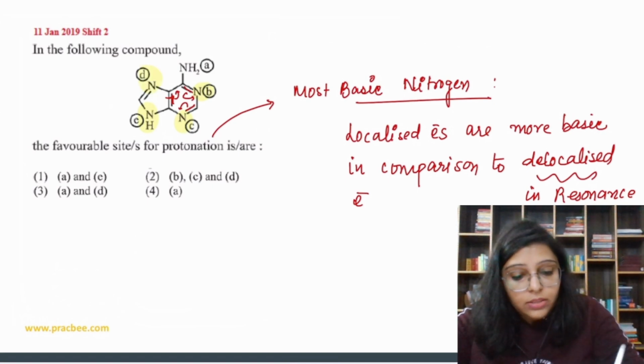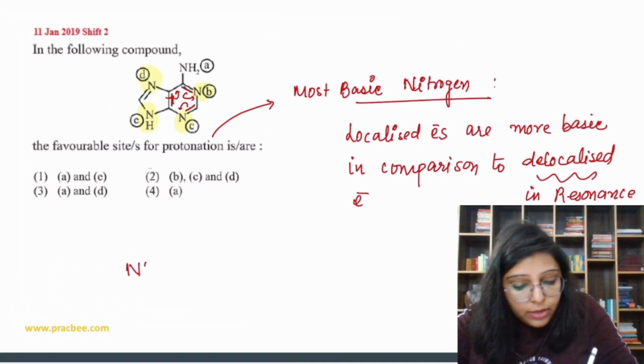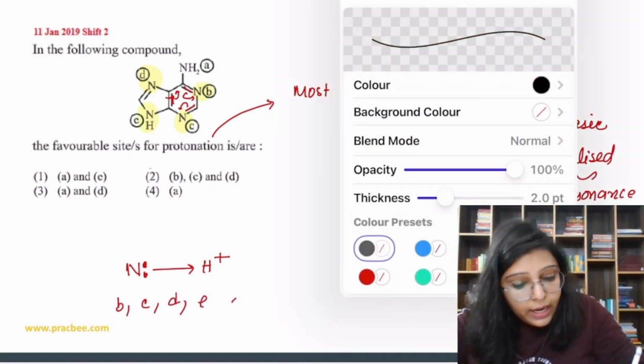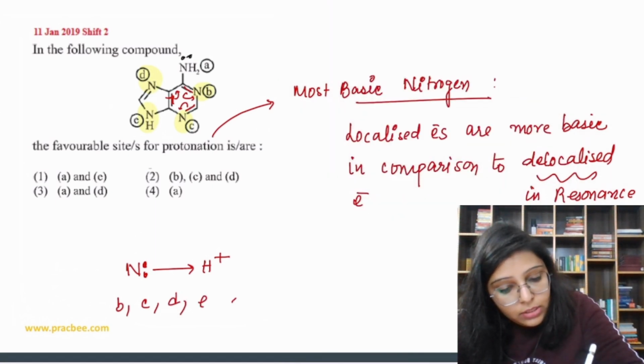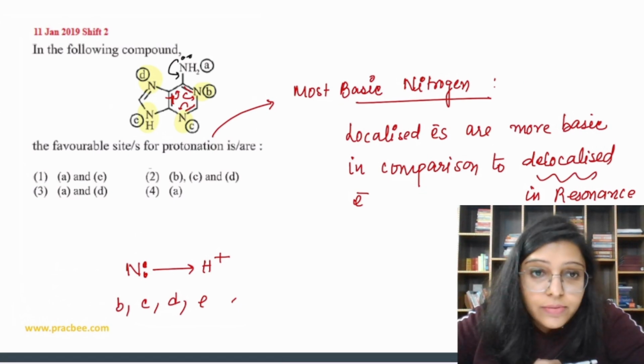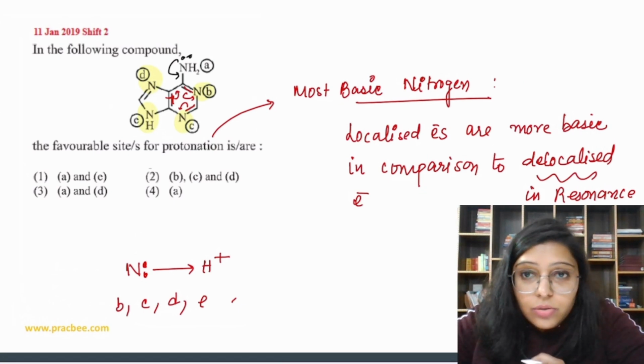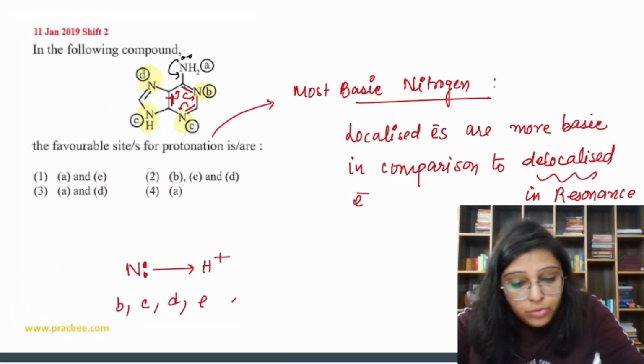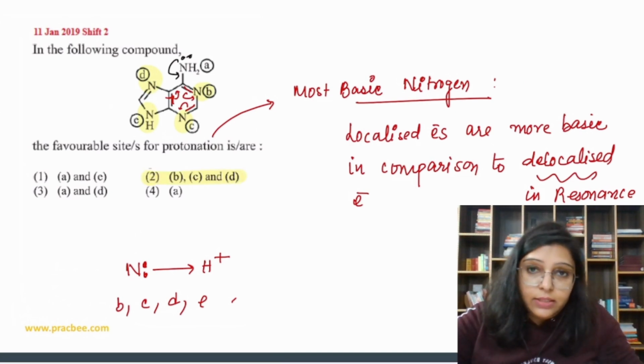Four favorable sites for protonation, because what happens? The nitrogen's lone pair forms a bond with the H plus. So the favorable sites are B, C, D and E. A's electron can participate in resonance. See, it can participate in resonance. So as per our options, option 2 is going to be the correct answer, B, C and D.